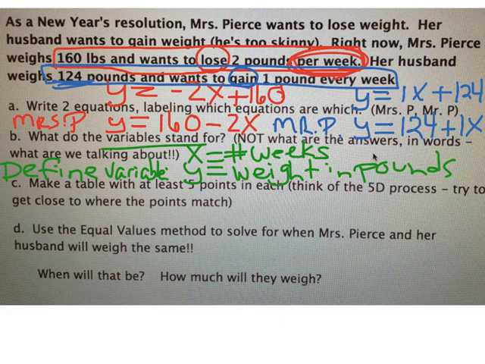Alright, letter C, I'm probably going to have to do this on a clear page here, but it says make a table with at least 3 points in each. Now I said think of the 5D process, so if you know what that is, and you were only going to do 5 points, you could kind of guess and check or use a 5D process to try to get close to where those 2 weights would match. Alright, so I'm going to get a new page here in a second and start making my 2 tables.